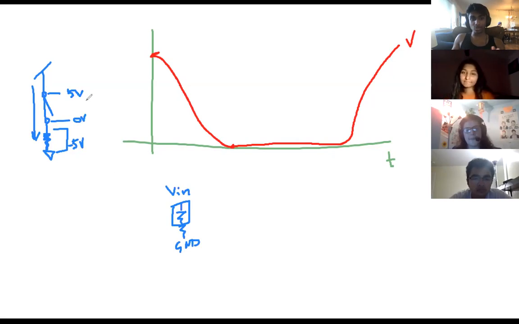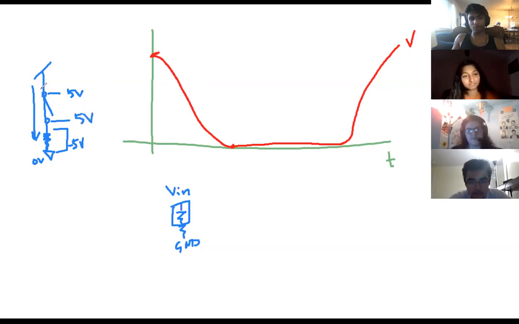Yeah. So now, since we know that this is 0 volts because it's ground, and we lose 5 volts across this resistor, how much voltage will we see at the top of this resistor? Yeah, you have 0 volts at ground, and we know that we're dropping 5 volts across this resistor. So how much voltage will we see at the top of this resistor? 5. Yep.